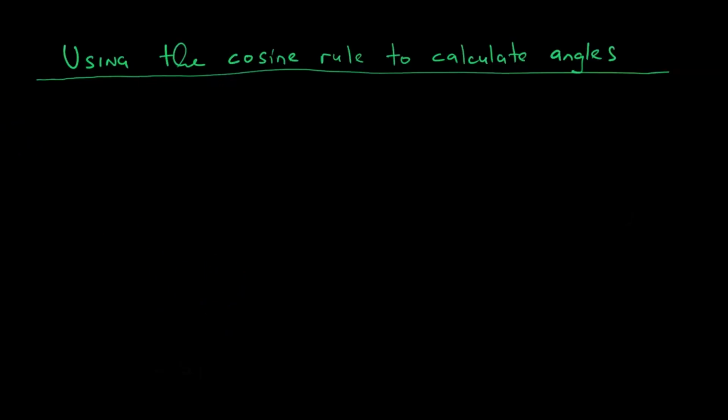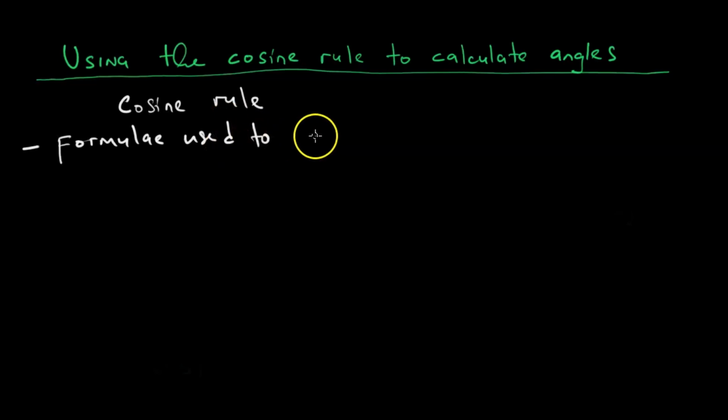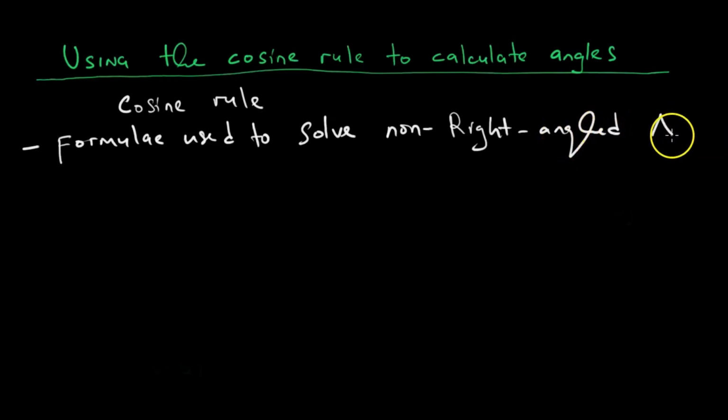Greetings. Today we want to use the cosine rule to calculate angles. So before we go anywhere, we should have a quick reminder. So, when we talk about the cosine rule, what is it? Firstly, this is a set of formulas, or rather formulae, used to solve non-right angled triangles.